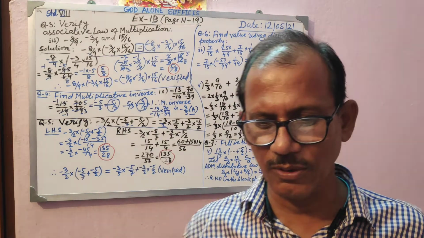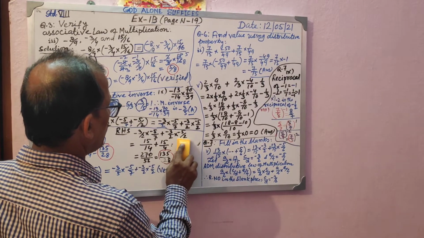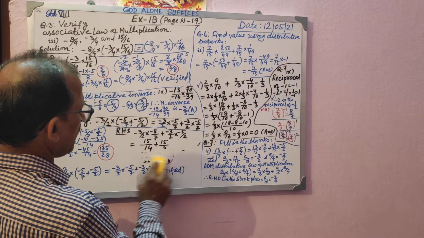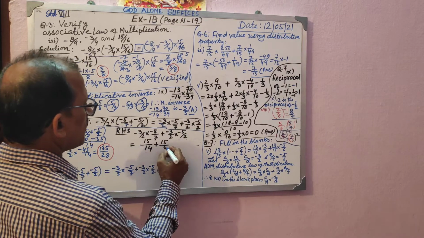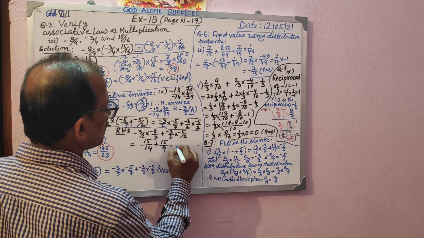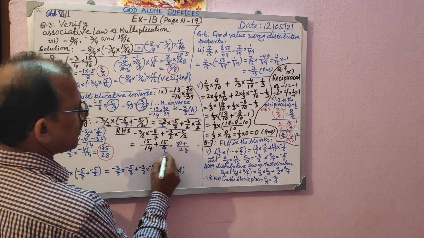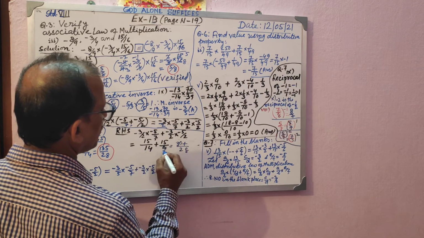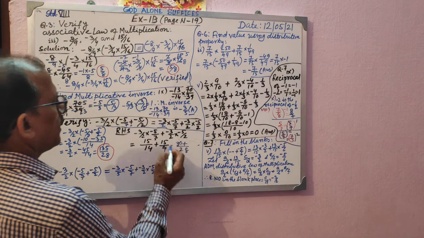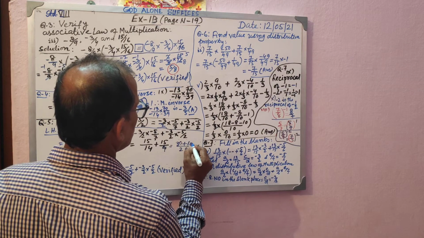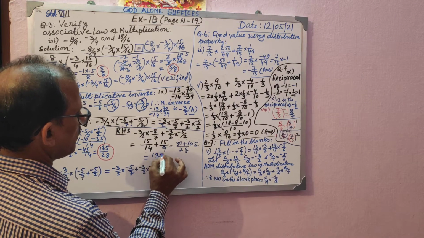I did a little lengthy one, so I will do this one. It is better if the LCM is 28. So 2 fifteens are 30, plus here 28 divided by 4 is 7, 15 sevens are 105. So that will become 135 by 28.